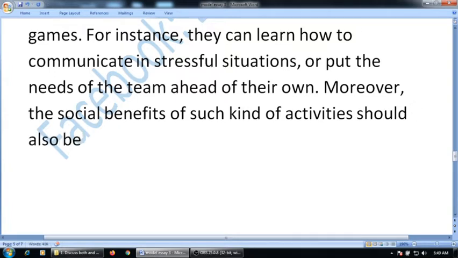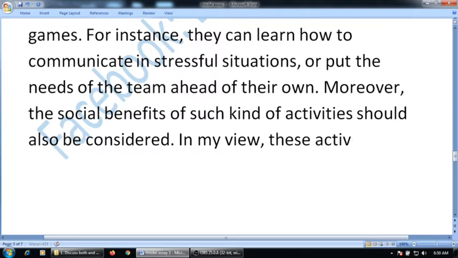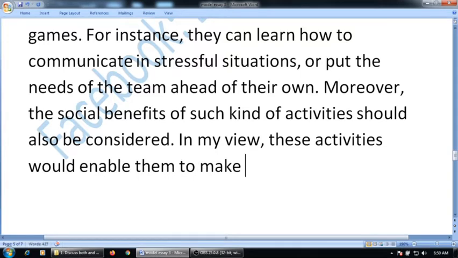should also be considered. How? We need to expand this idea. Social benefits of such kind of activities should also be considered. How? Let us say, in my view, this is my own opinion, I can use a personal pronoun. In my view, these activities would enable them to make more and more friends.